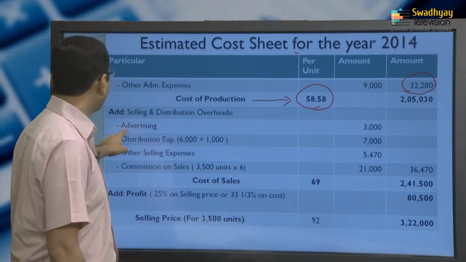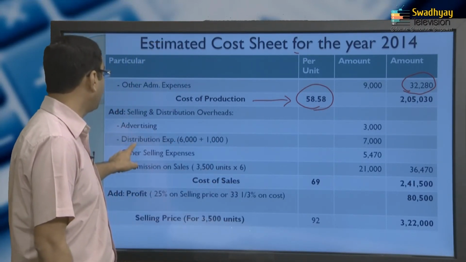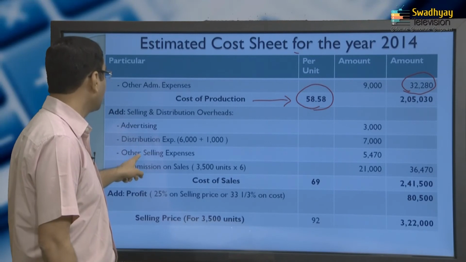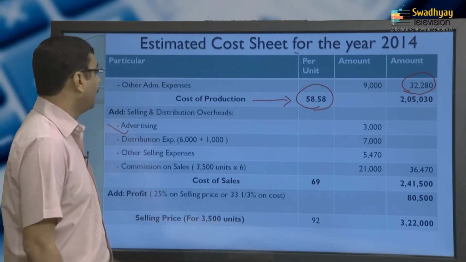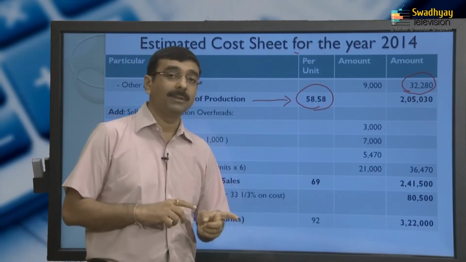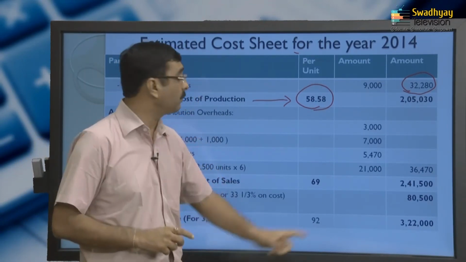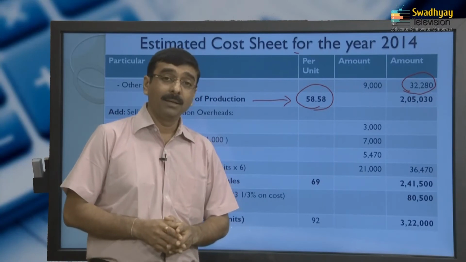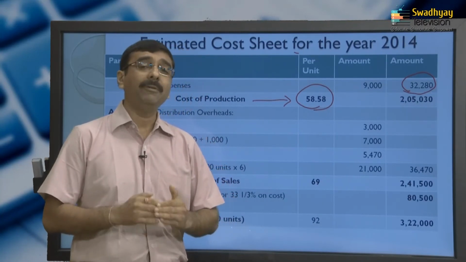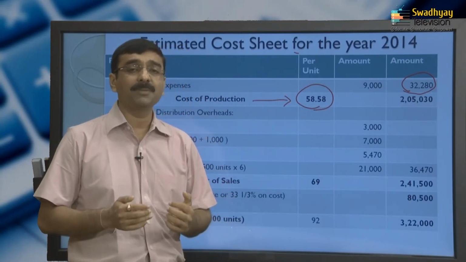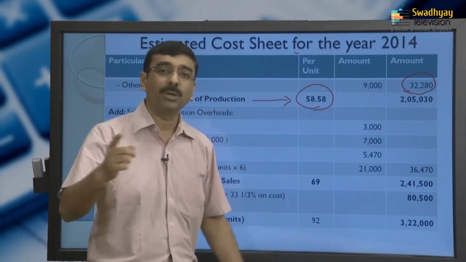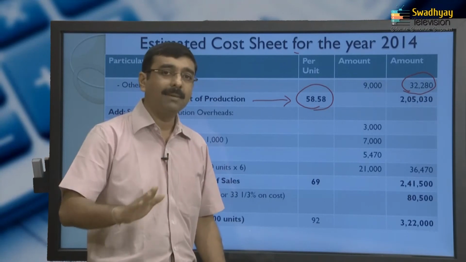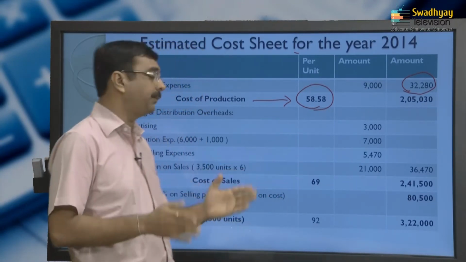There are four: one is advertising, second is distribution expenses, third is other selling expenses, and fourth is commission on sales. So first is advertising. According to the 2013 data, advertising expenses incurred were rupees 3,000. And in the year 2014, they don't have any change for advertising expenses so far. So we would consider it as 3,000 rupees in the year 2014 also. That remains the same advertising expense in the year 2014 also.